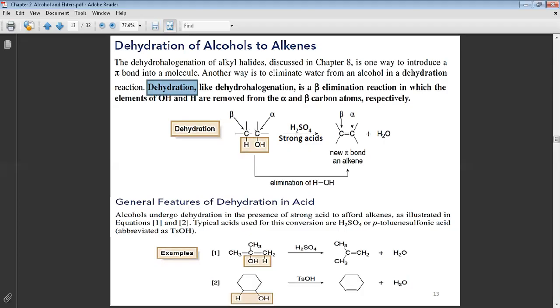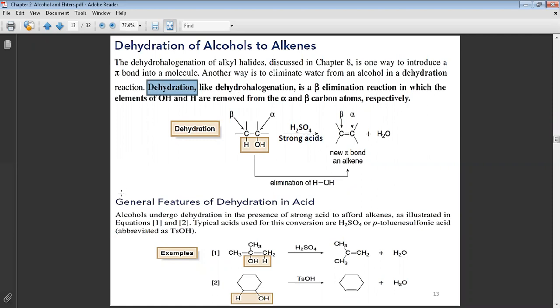Now, beta elimination with strong acid gives you an alkene compound. What is the mechanism? Why does an alcohol with strong acid give you an alkene? It will be like this.